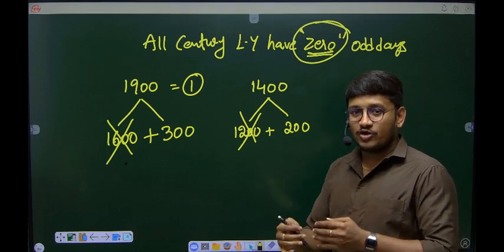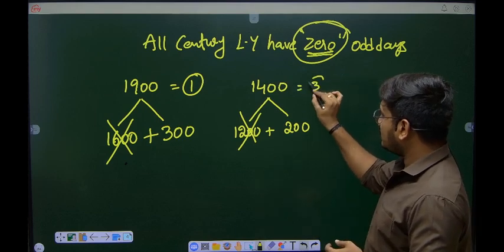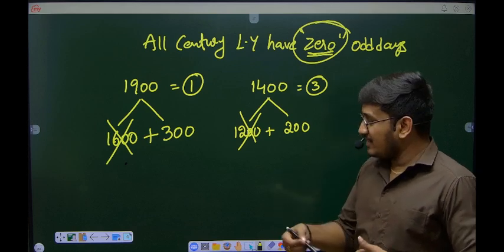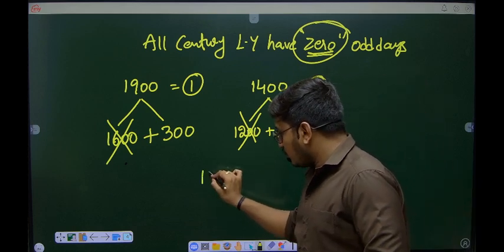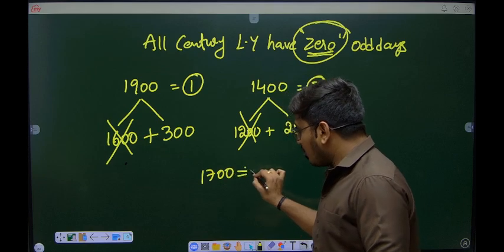So century code for 200 is 3. So the answer is 3 odd days. Next, what if I am talking about 1700? How many odd days in 1700?